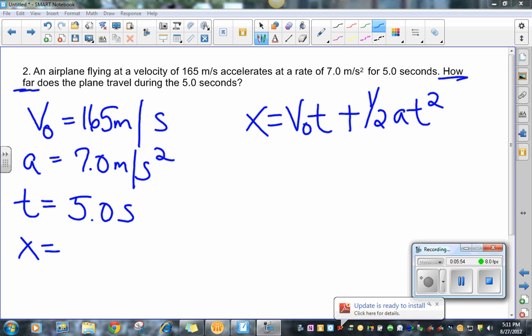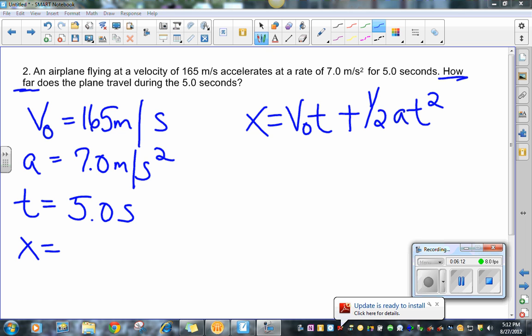At this point, you should have listed your variables from the problem. V naught, 165 meters per second. Your acceleration is 7 meters per second squared. Your time, 5 seconds. And then x, you're trying to find how far, I underlined how far.